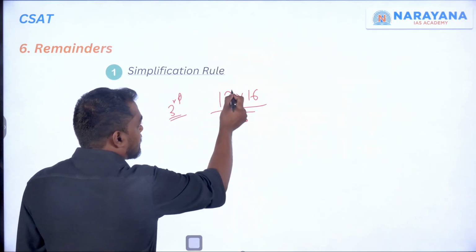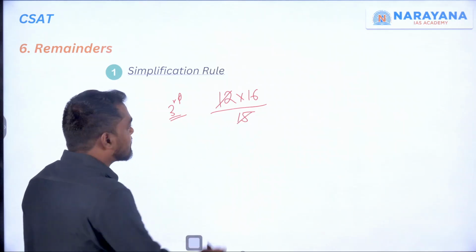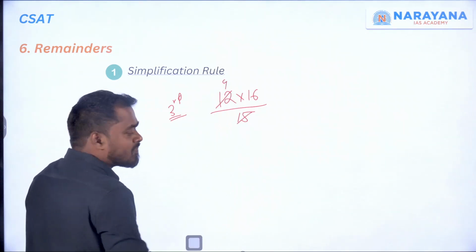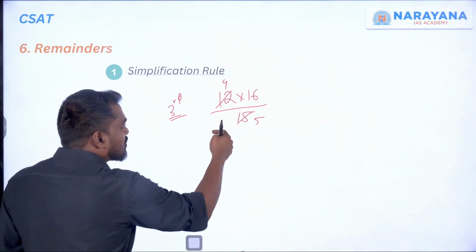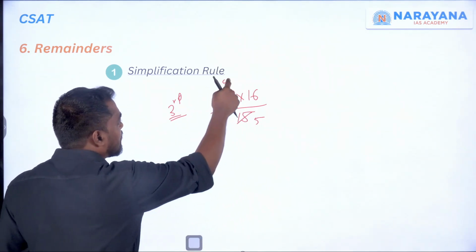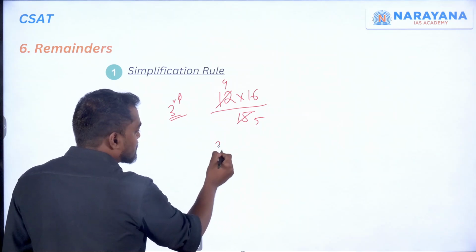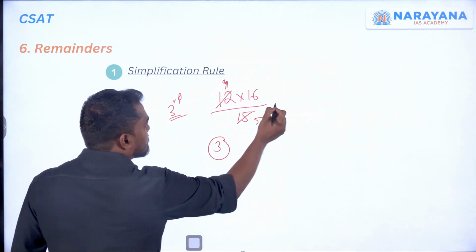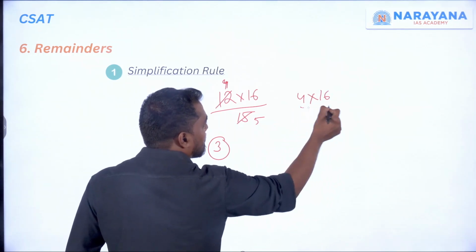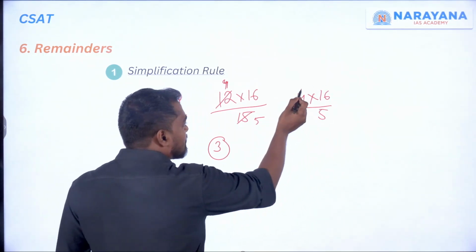12 into 16. 12 and 15 are divided by 3, right? 3 fours are 12, 3 fives are 15. So you are dividing both the numerator and denominator with 3. So write these 3 separately. Now there is 4 into 16 by 5. Now do the simplification process.